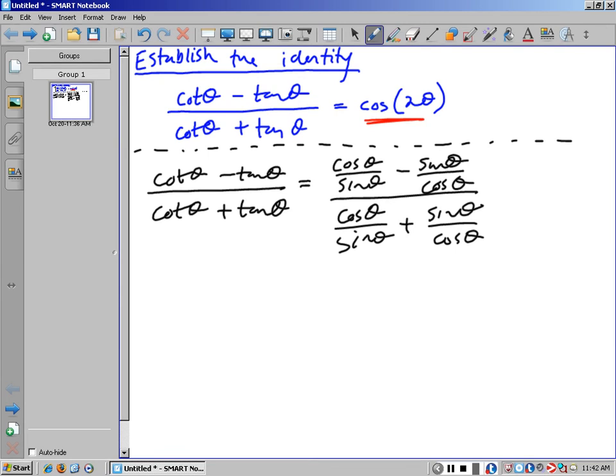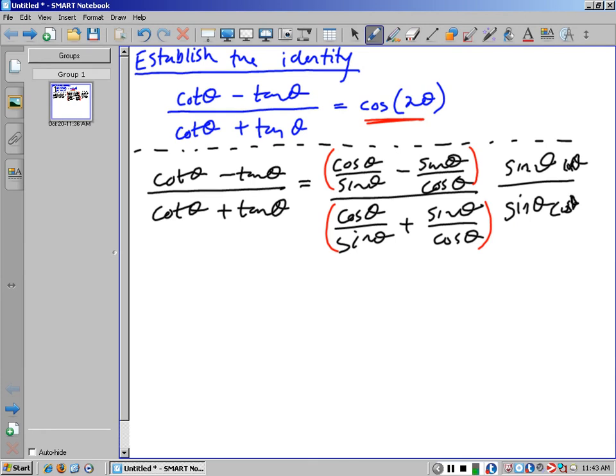Okay. At this point you have two options. We have a complex fraction. We've seen this a lot. You can either add the two fractions together by finding an LCD, add these guys together and then multiply by the reciprocal. That's not the way I usually do it. I usually multiply the top and bottom by the LCD, which is sine theta cosine theta. It's the same thing really. Multiply by sine theta cosine theta.